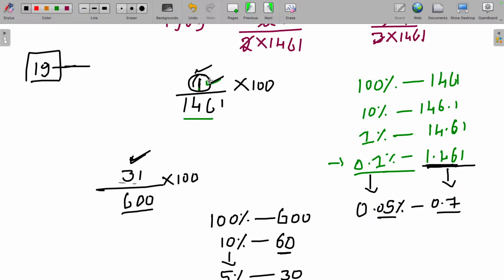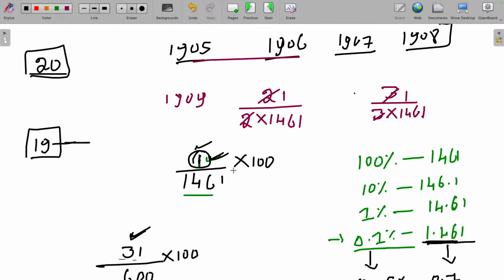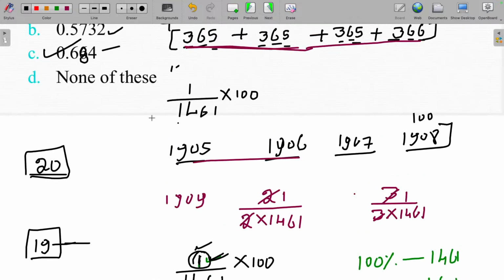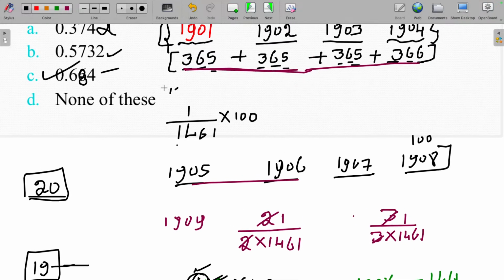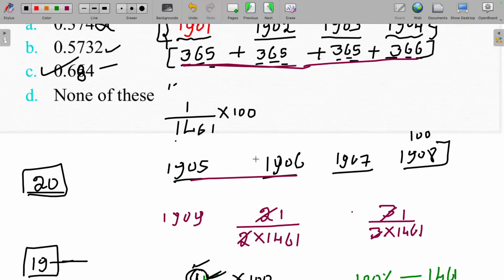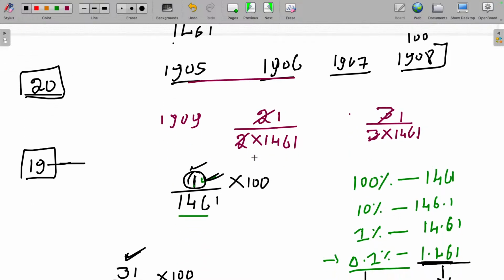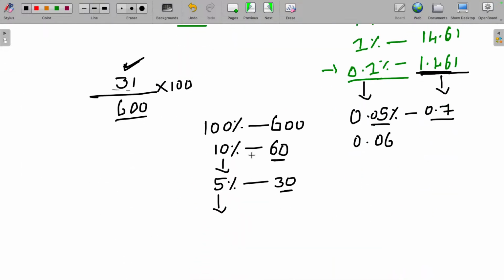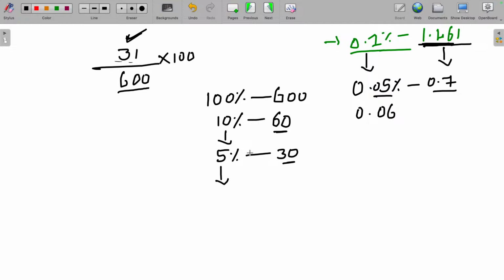Now again I have to go forward. I will check 0.06 because I have two options only. The options are either 0.05 or 0.06. Those are the options I have. Into 100, after that I will do it. Actually that option is 0.05, 0.06. So I will get 0.06 as the answer. Is it clear now?